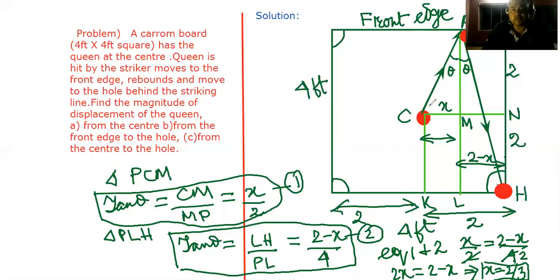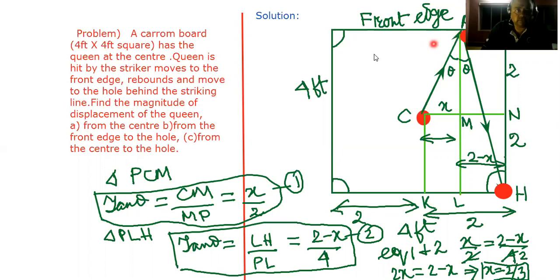Now what is our next course of action? We want to find out the displacement of this queen from the center to the front edge. According to the first problem, we want basically to find out the value of CP. So that means we need to find out this CP. We need to measure the value of CP. So that is the displacement. That is my first question: displacement of the queen from the center to the front edge. So this is my first problem, and we need to answer that first.